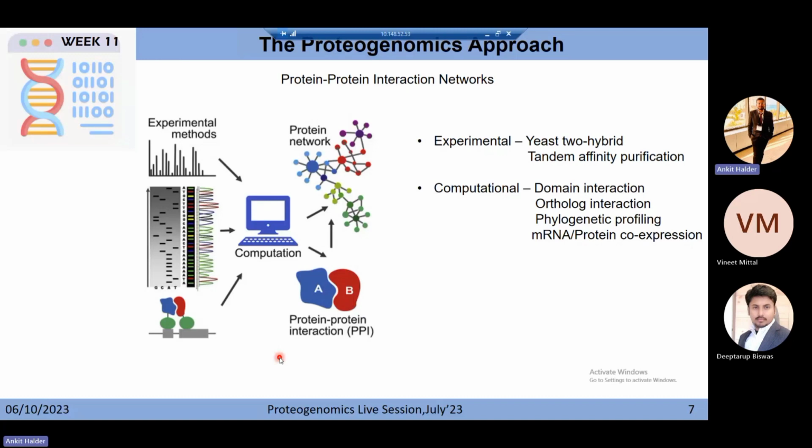One is tandem affinity purification. So what is that?